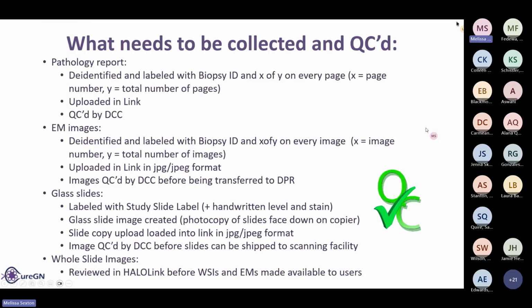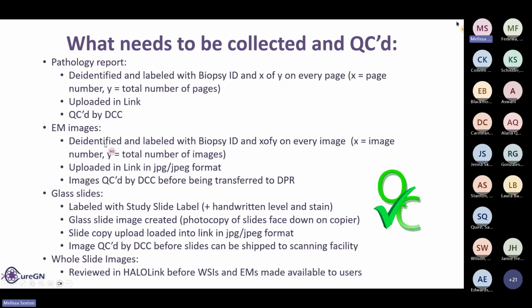So what needs to be collected in QC? The pathology report. You want to de-identify and label it with the biopsy ID, as well as X of Y on every page, where X is the page number and Y is the total number of pages. You'll upload that to Link, and then it'll be QC'd by Jess here at the DCC. You will be notified once that is approved and passed QC, and then it goes to the pathologist for your site to go ahead and do the pathology CRF.